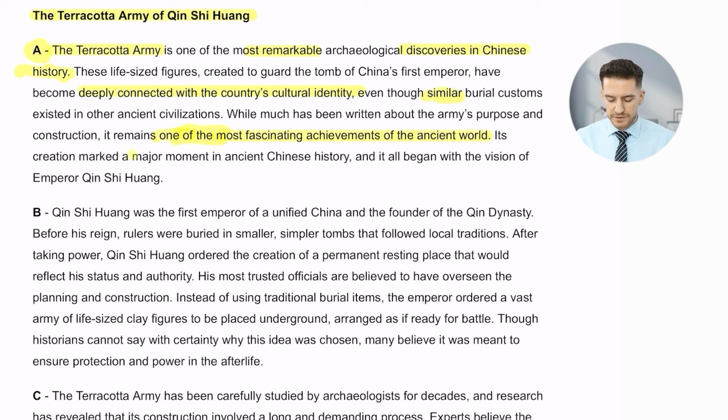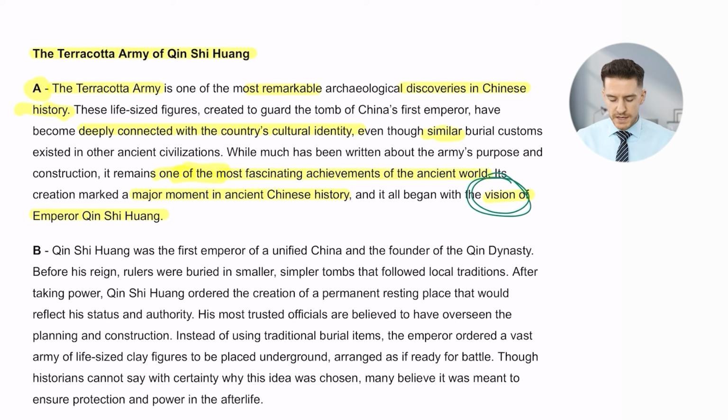Its creation marked a major moment in Chinese history, and it all began with the vision of Emperor Qin Shi Huang. So this bit here looks quite small, but it could be important. If you have a look at this paragraph, the main idea is that this Terracotta Army is amazing. It's very important. And it all started with a thought from the Emperor Qin Shi Huang.